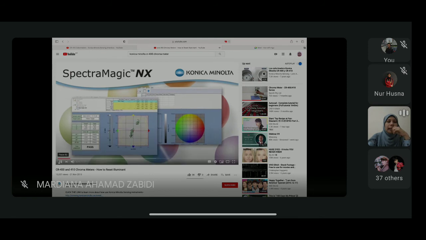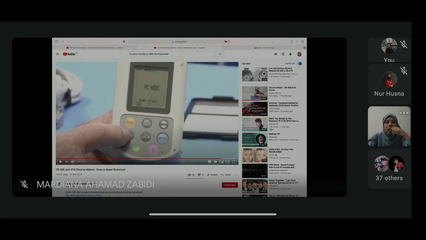Okay, yang ini kita tak ada, spectrum engine ni tak ada, so I skip this particular video. If you want to look at this particular video, you can always watch in YouTube nanti. Okay, so yang ini adalah button yang available dekat atas handheld chromameter tu.